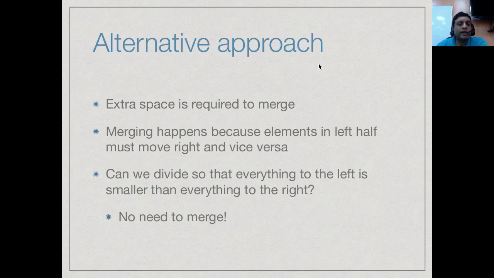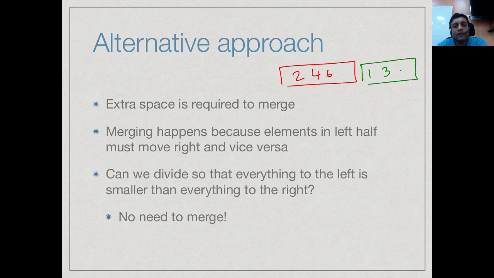So the main reason we need extra space in merge sort is because of the merge operation. As we saw, in order to combine A and B into a list C in linear time, you need extra space. The reason this happens is because we could have something like the left side being, say, 2, 4, 6, and the right side being, say, 1, 3, 5. And now we need to take things from both sides. Sometimes I need to take something from here, then something from here, then something from here, and so on. So though each of the two halves is sorted, there are elements from the left which must go to the right, and elements from the right that must go to the left.